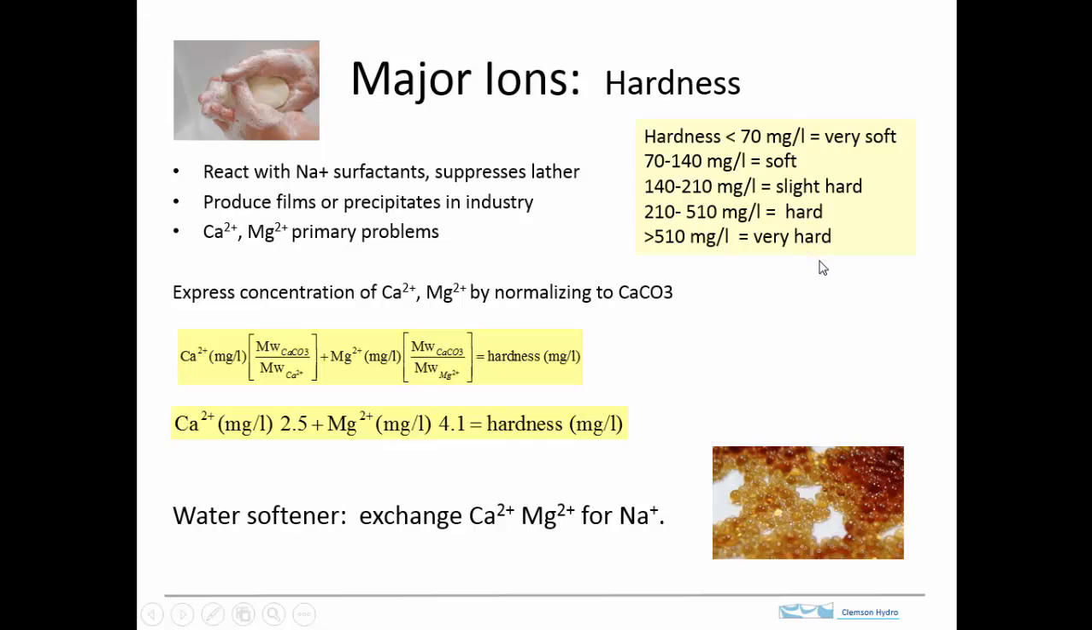Okay, so you've probably heard in common usage, okay, well in this area we've got hard water or soft water, or a water softener. And these are some beads that are used for ion exchange, and it's a water softener. So when you soften water, you're reducing the calcium and magnesium concentration, and you're replacing calcium and magnesium with sodium. Okay, so that's important, and we'll take a look at how you might measure that.